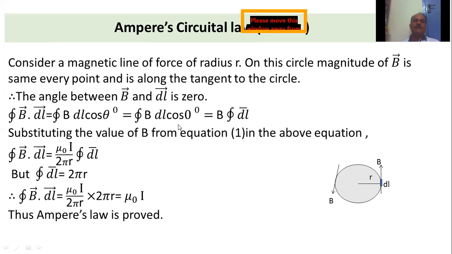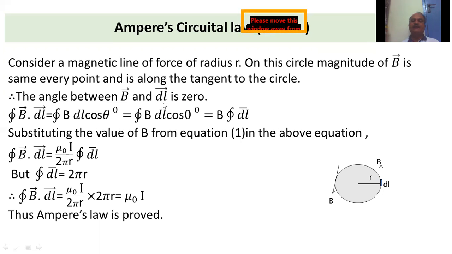And at this point, you see the angle between B and dl is 0 in this case. dl means the elemental path I have considered, and at the same point a tangent is drawn, and since both are parallel, the angle between B and dl is 0.